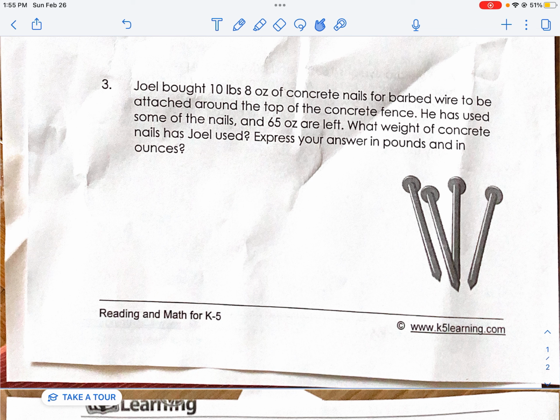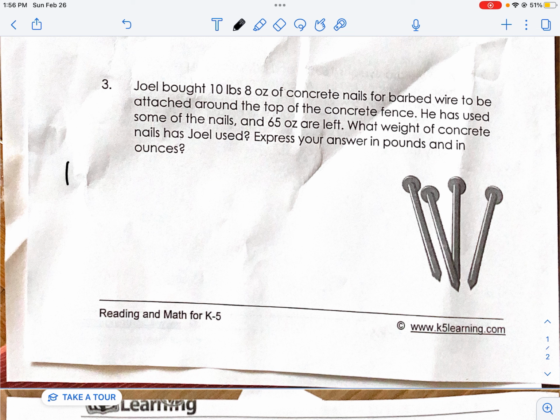So Joel brought 10 pounds, 8 ounces of concrete nails for barbed wire to be attached around the top of his concrete fence. He has used some of the nails and 65 ounces are left. What weight of concrete nails has Joel used? Express your answers in pounds and in ounces. So we could do this one of 2 ways. We could find out how many pounds and ounces 65 ounces is, and then we could subtract. Or we can just turn everything into ounces, subtract, and then turn it back into pounds. And I think I'm going to do that.